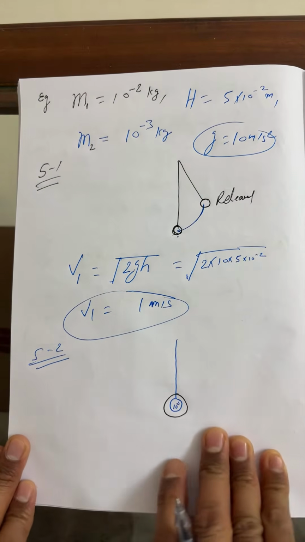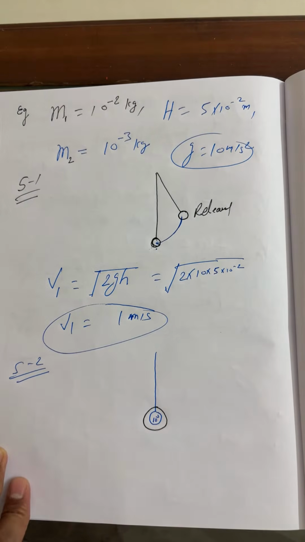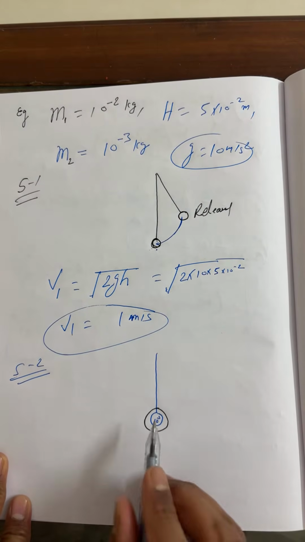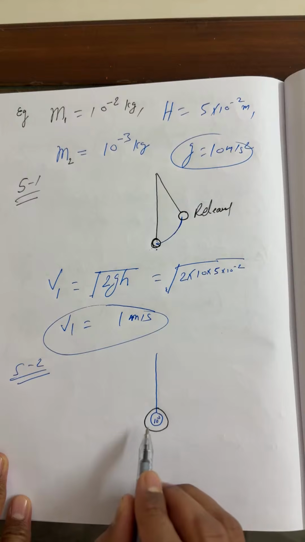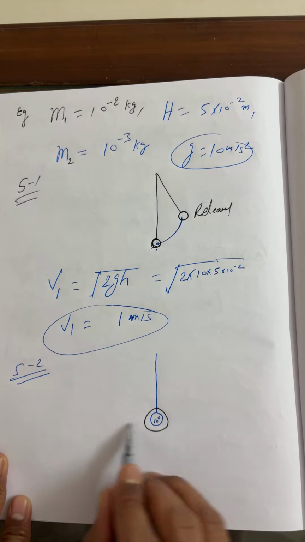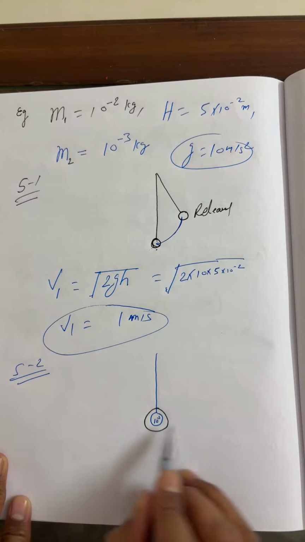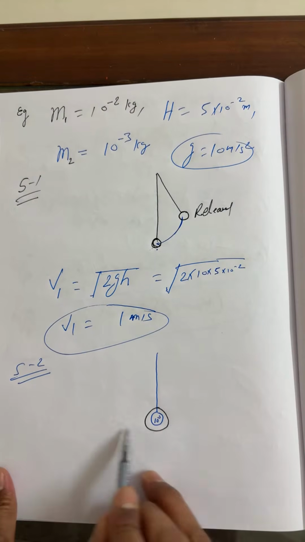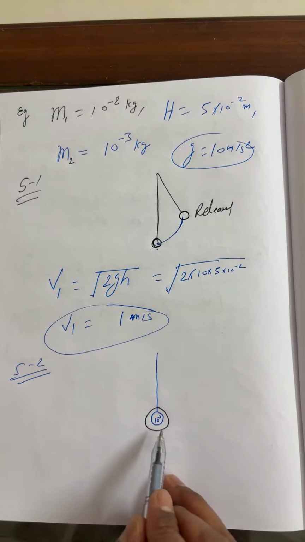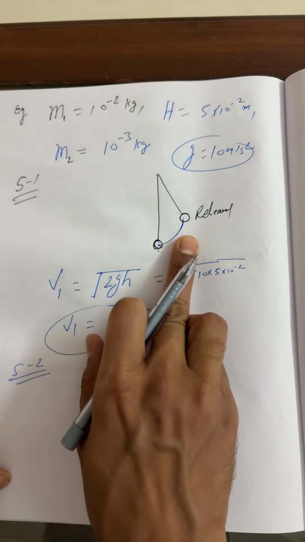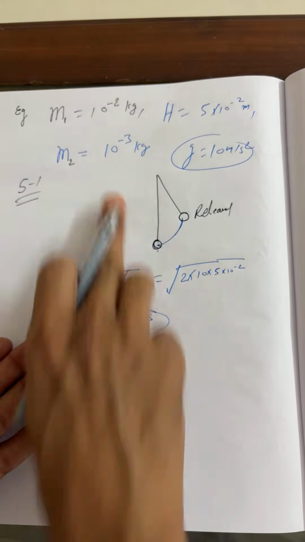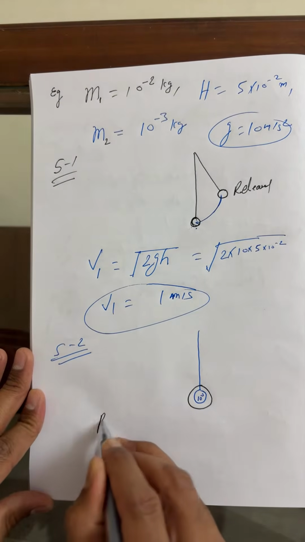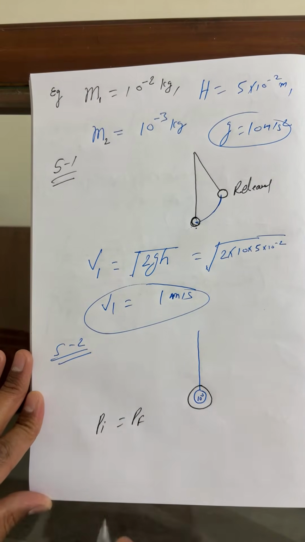If this combined mass will move together, we can find the combined velocity. Here we can apply momentum conservation in the horizontal direction, because this is the velocity we got in the horizontal direction. So apply momentum conservation along the x-axis. Initially this mass is at rest and this mass is in motion, so momentum initial equals momentum final.